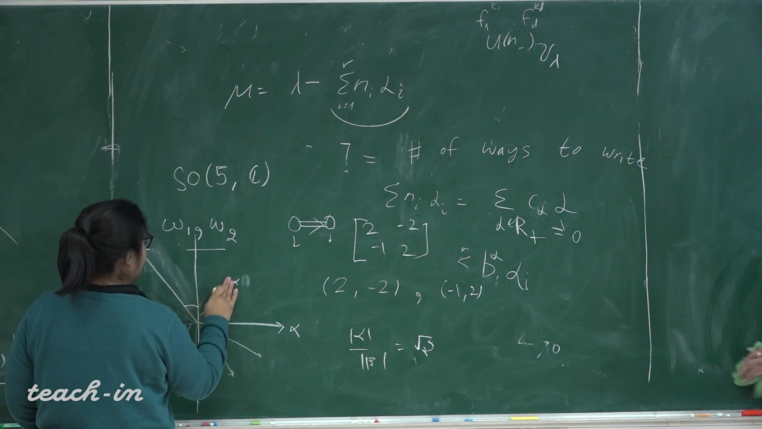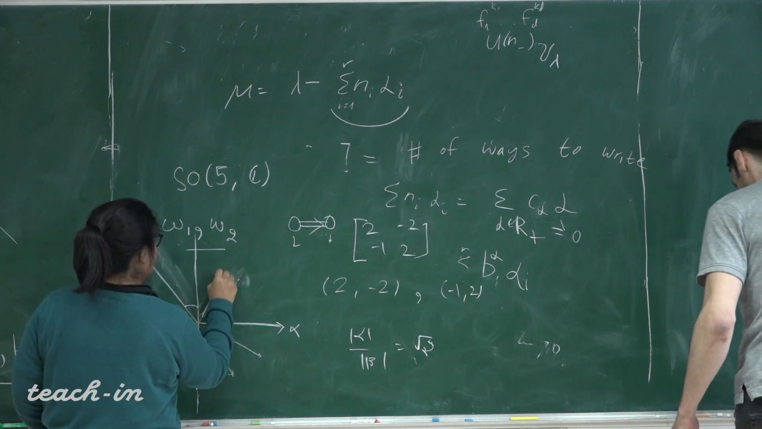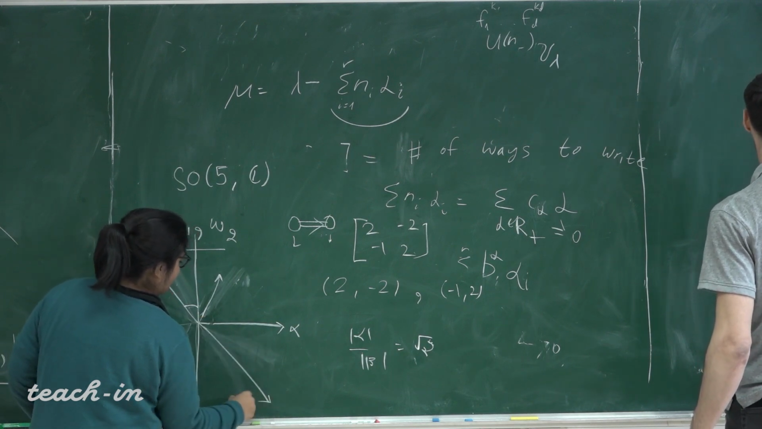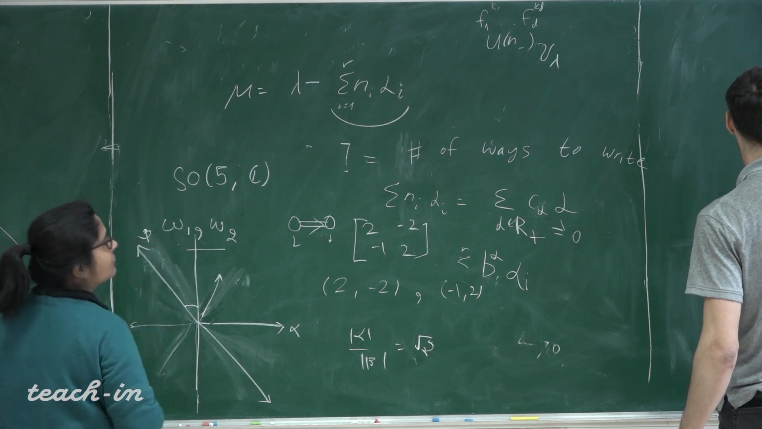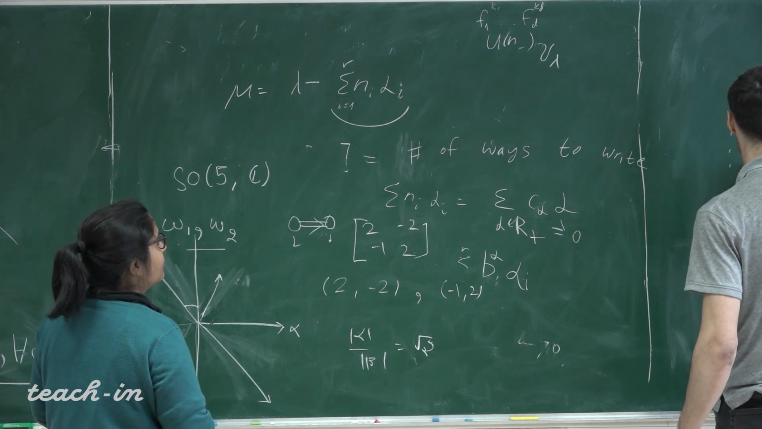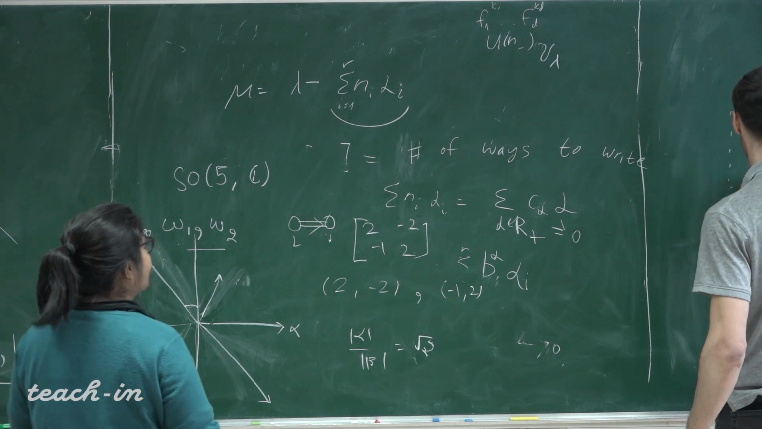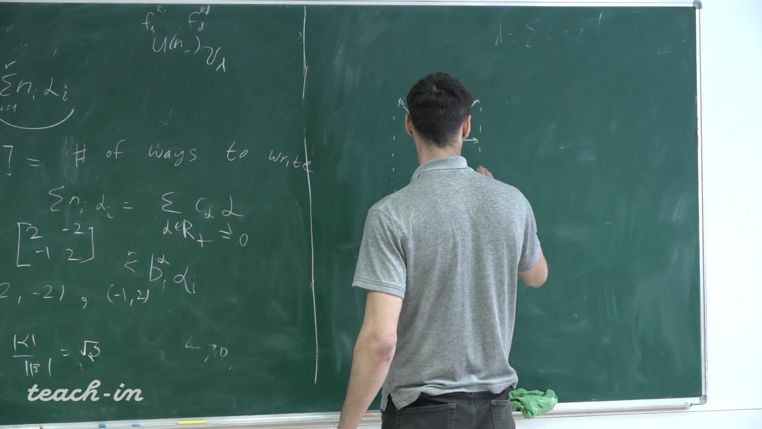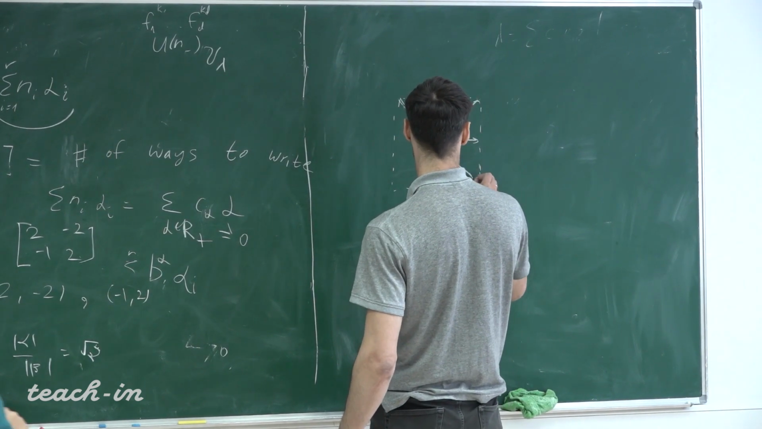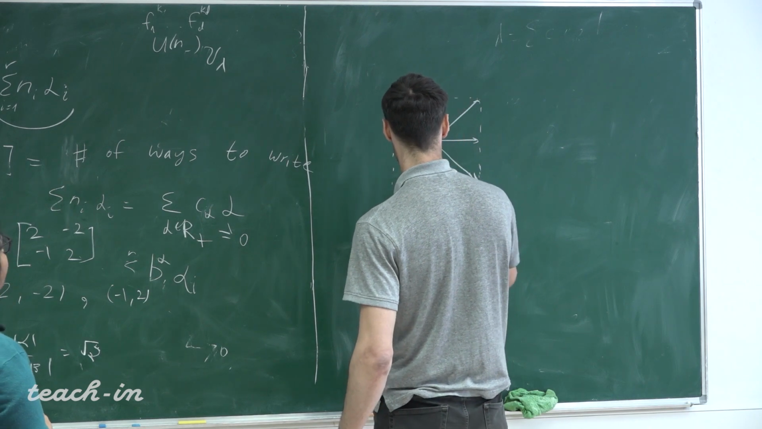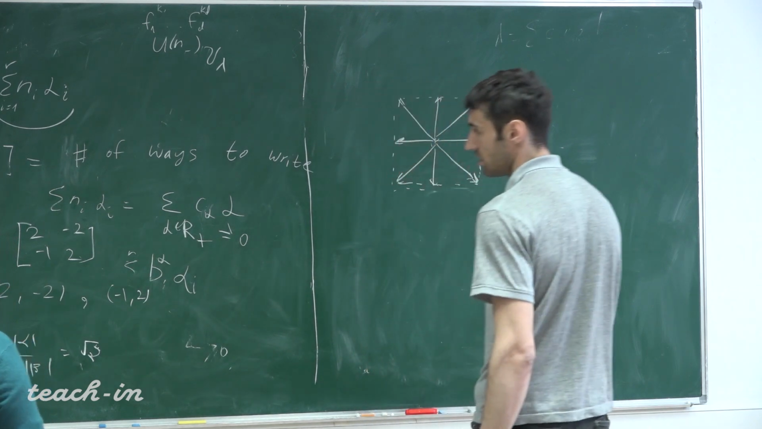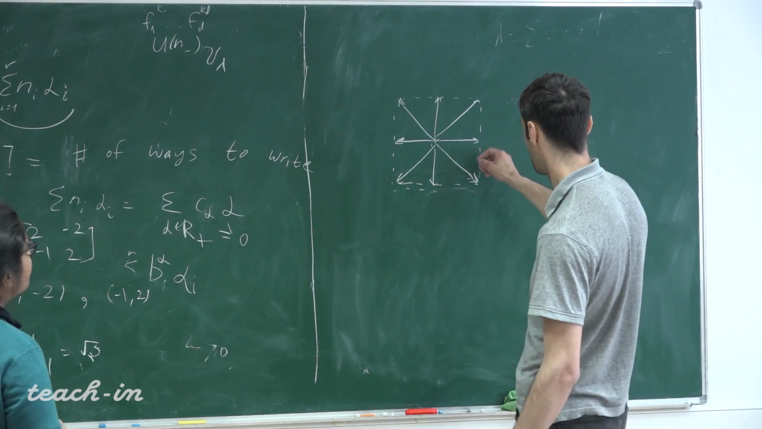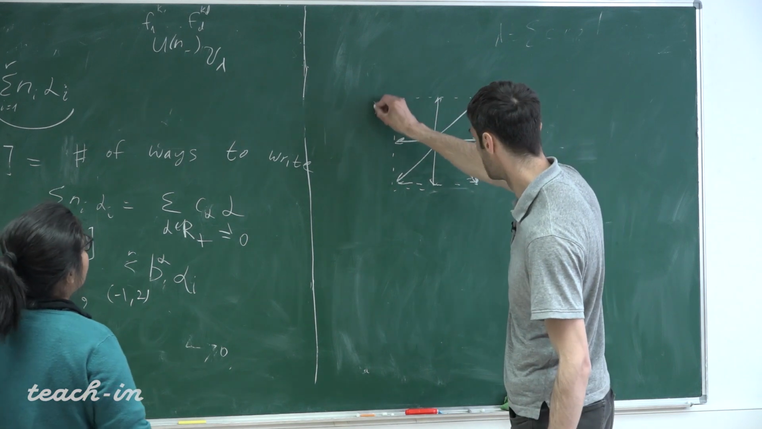So actually, your picture of the root system: we have this root and this root, like that, right? And then this, maybe this, and this. Okay, there are 6 of them. Right? And your simple roots are this alpha and beta.